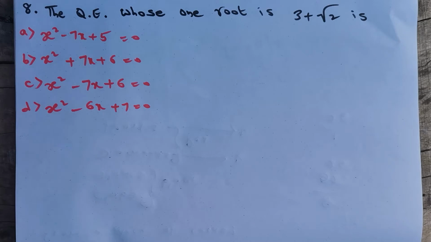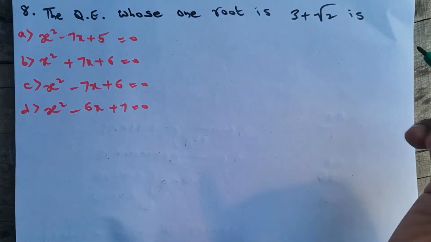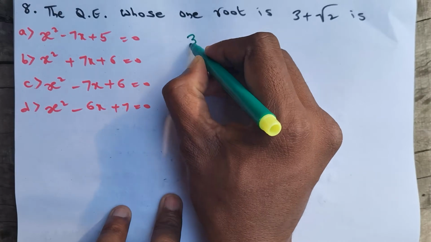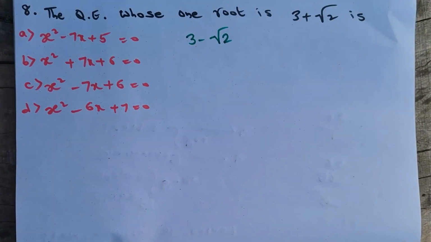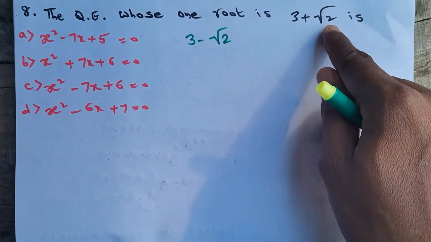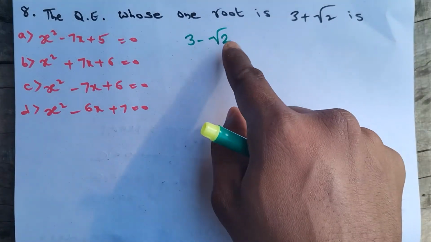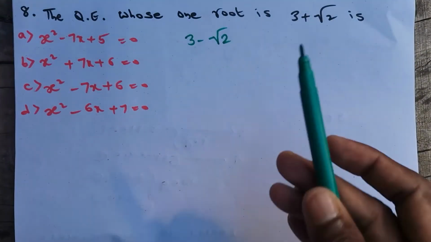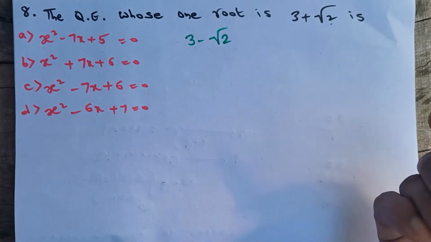Question number 8. The quadratic equation whose one root is 3 plus root 2. So 3 plus root 2 is one root, then the second root will become 3 minus root 2. Whenever they give roots in terms of square roots, definitely if one is positive, the second one will be negative. If one is negative, the second one will be positive. Okay, now we have two roots, so we need to find the quadratic equation.